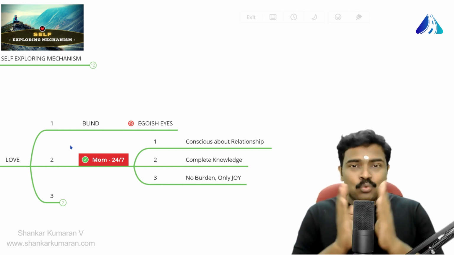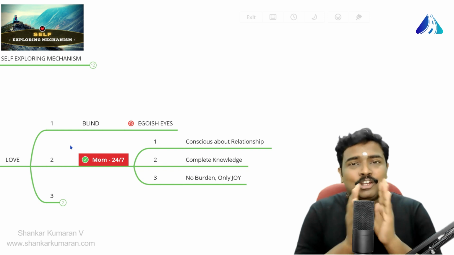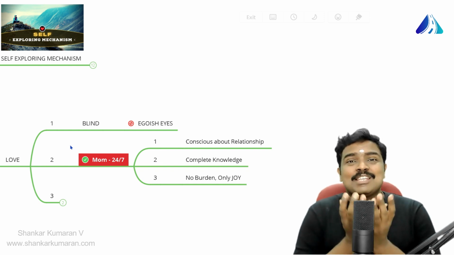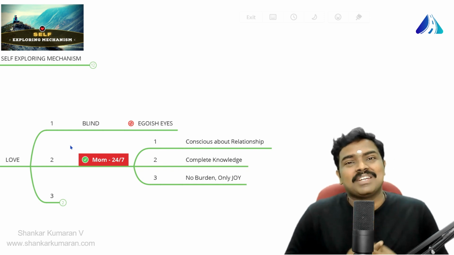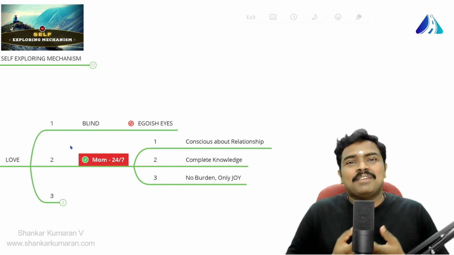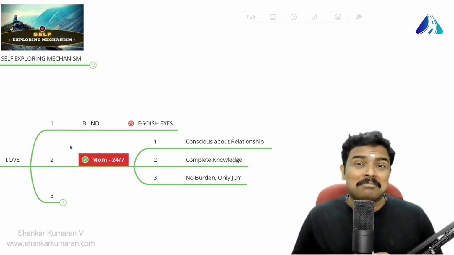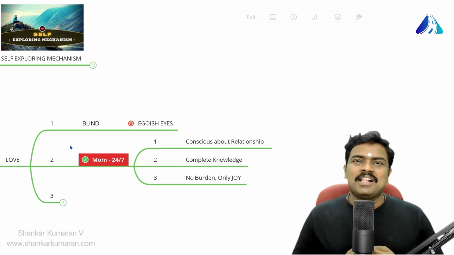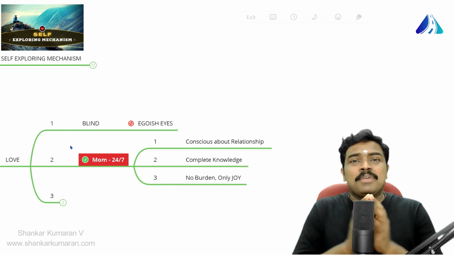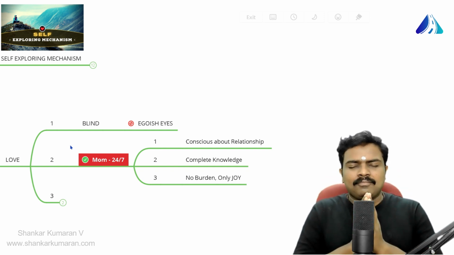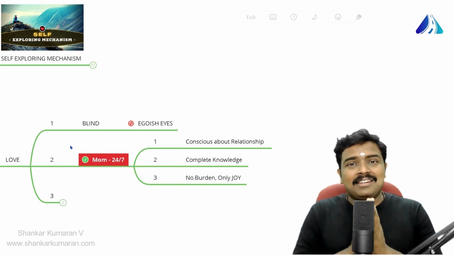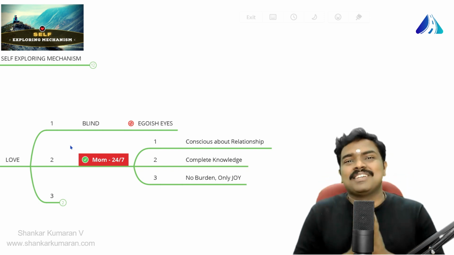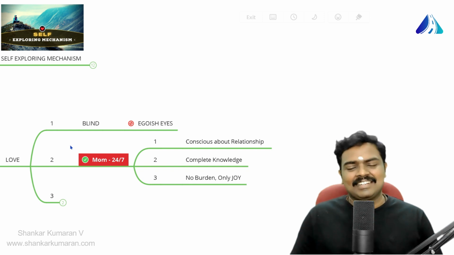In the same way, you also should see your partner not as a burden, but as a source of joy, a source of happiness. And the moment you have love towards your partner, like a mother's love towards the child, then your partner will become the source of happiness and not a burden.